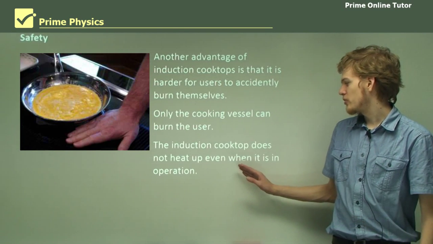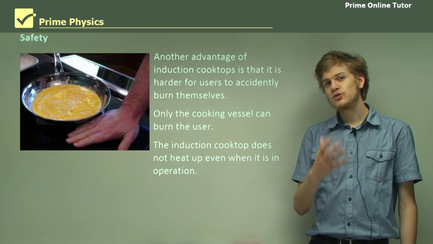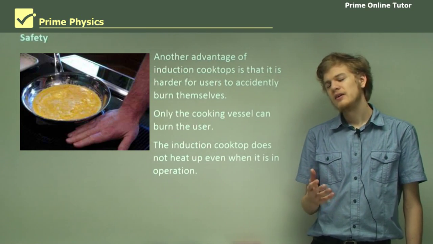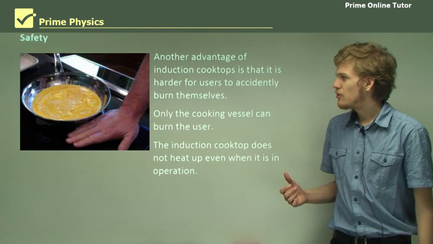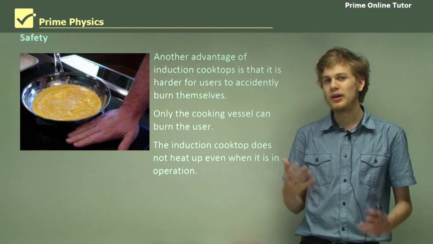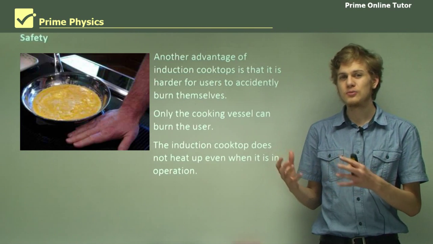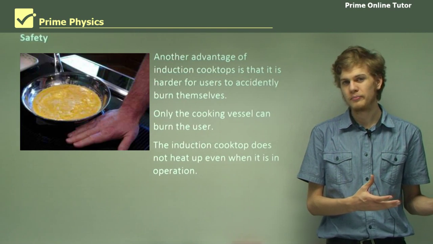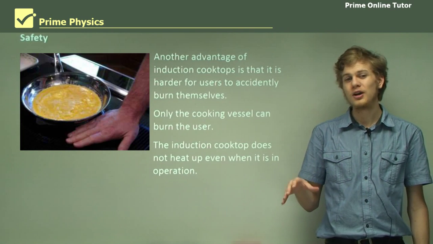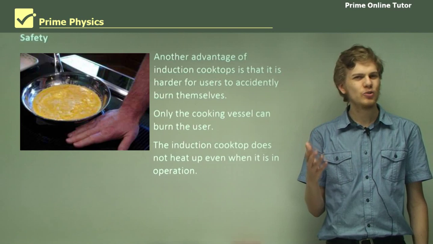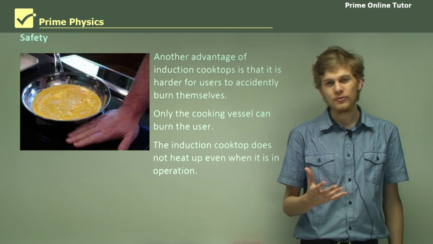The induction cooktop does not heat up even when it is in operation. Remember, the cooktop is made out of a ceramic material or out of glass. Neither of these materials are very good at conducting heat. That means that even though the frying pan or the saucepan or whatever will heat up to very hot temperatures, the heat will not easily spread to the other parts of the induction cooktop. If you were to put your hand directly underneath, where a frying pan was a moment before, it may still be hot, but only because the frying pan on top of it was hot. The cooktop itself does not heat up.